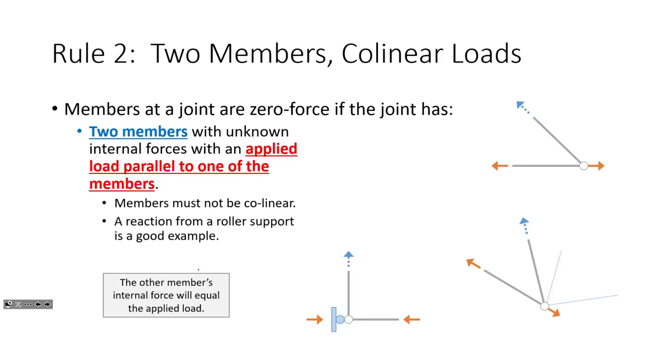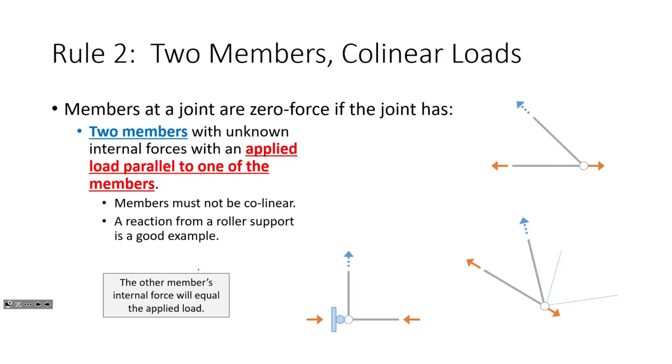If I have two members where I don't know the internal forces, but I have an applied load that's parallel to one of the members, so like right here, I've got a joint, two members, I've got a load that's parallel to one of them, this member's carrying that load, this member's a zero force member. Does that make sense? And again, this diagonal has a vertical and a horizontal component. So the vertical component's got to be zero, which means the horizontal component's got to be zero. Same thing down here. The same story applies. So if I've got four members framing into a joint, but I've already figured out these two are zero force members, then the same rule would apply. This load is collinear with that load, same magnitude, that's zero. Make sense?